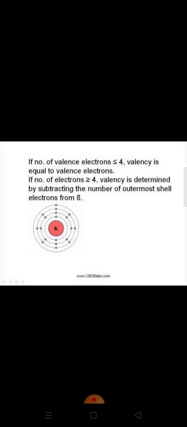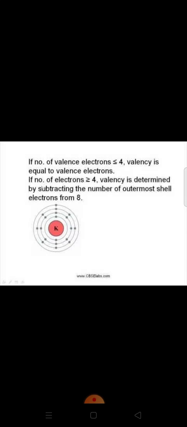The number of electrons gained, lost, or shared by the atom so as to complete its octet is called the valency of the element. Or we can also define the valency that the combining capacity of the element is called valency. Now the next step is how to calculate the valency.